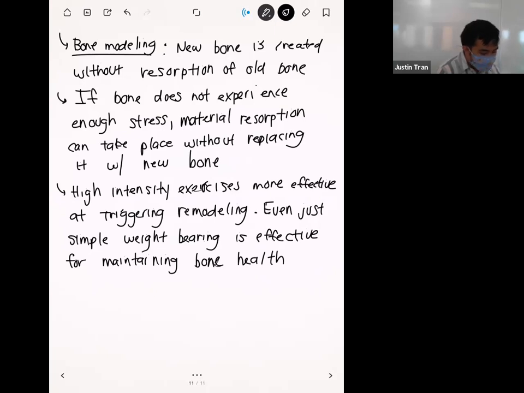Okay. And so actually, because astronauts don't have that weight bearing that people on Earth do, astronauts can lose up to 1 to 3% of bone mass per month.